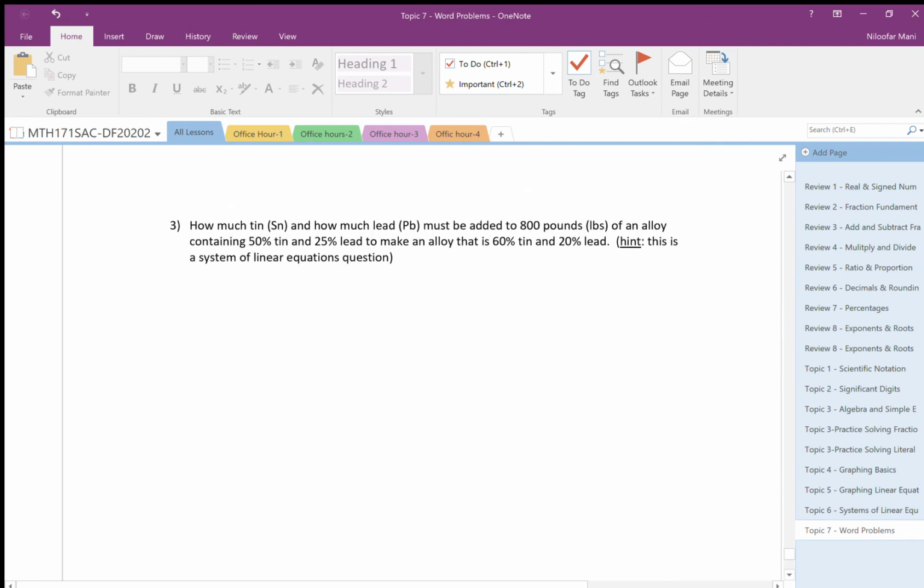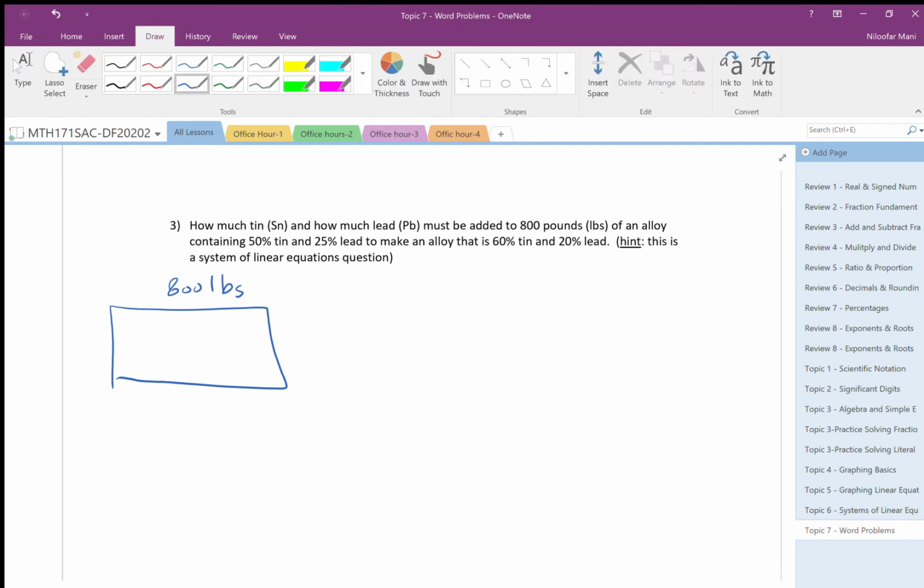Okay, so this question: how much tin and how much lead must be added to 800 pounds of an alloy containing 50% Sn and 25% Pb to make the alloy have 60% Sn and 20% Pb? So I have 800 pounds at the beginning.